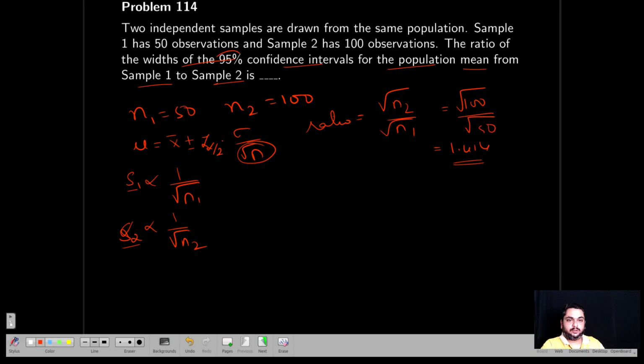Since both are at 95%, there will be no change. And if we calculate also, we'll get the same answer. If the confidence level changes for sample 1 and sample 2, then we have to calculate it.